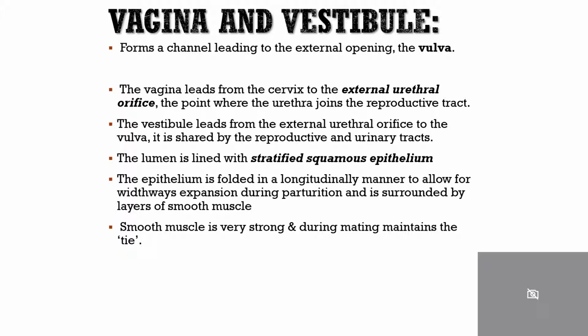The vagina and vestibule form a channel leading to the external opening, the vulva. The vagina leads from the cervix to the external urethral orifice, and this is the point where the urethra joins the reproductive tract. The vestibule leads from the external urethral orifice to the vulva, and it is shared by the reproductive and urinary tracts. The lumen is lined with stratified squamous epithelium. The epithelium is folded in a longitudinal manner to allow for widthways expansion during parturition and is surrounded by layers of smooth muscle. The smooth muscle is very strong and during mating will maintain the tie.